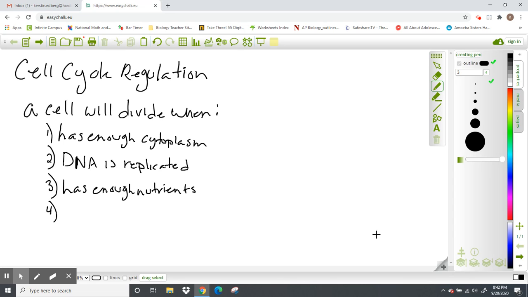It has to be stimulated by what we call growth factors. These are chemicals that are going to signal the cell that it is time to start growing so that it can then replicate or divide and make those daughter cells. So it has to be stimulated by growth factors.